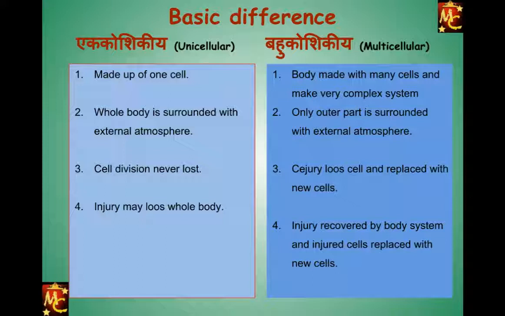Injury may lose the whole body in a unicellular organism, because if it's injured, then the whole body will be lost since they have only one cell. However, in a multicellular organism, injury is recovered by the body system and injured cells are replaced with new cells, as I explained in the third point also. If injured, then new cells will replace those cells. For example, when we have some wound, many cells are injured and many cells die, but after some time, they are all replaced with new cells.